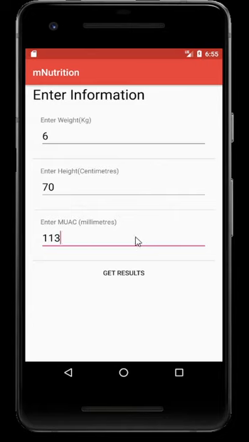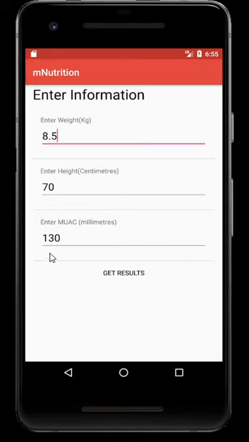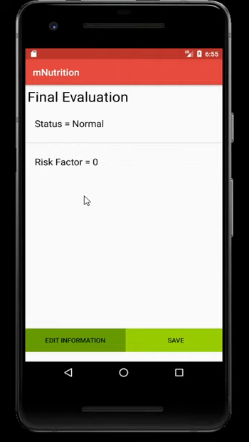However, if we went back and changed it again to a weight of 8 kgs or 8.5 and a mUAC of 130 millimeters, we can see that the child is in a normal condition, which means he doesn't suffer from malnutrition. As well, he also has a standard deviation of 0 on the table or a risk factor of 0, which means that he is not at risk of malnutrition.